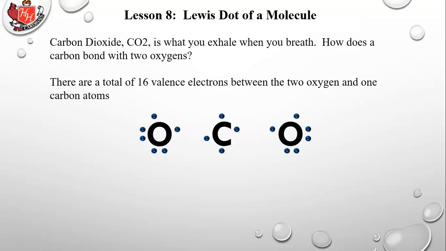Okay, carbon dioxide, CO2, is what you exhale when you breathe. How does carbon dioxide bond with 2 oxygens? So there's a total of 16 valence electrons between the 2 oxygens and the 1 carbon atom. So count them. You've got 6 on the oxygen, 6 on the other oxygen, plus 4 more on the carbon. That's a total of 16. And yet they all have to end up with an octet. That's 8 and 8 and 8. That's a total of 24. So how do you turn 16 valence electrons into 24 valence electrons? Well, you do it like this.